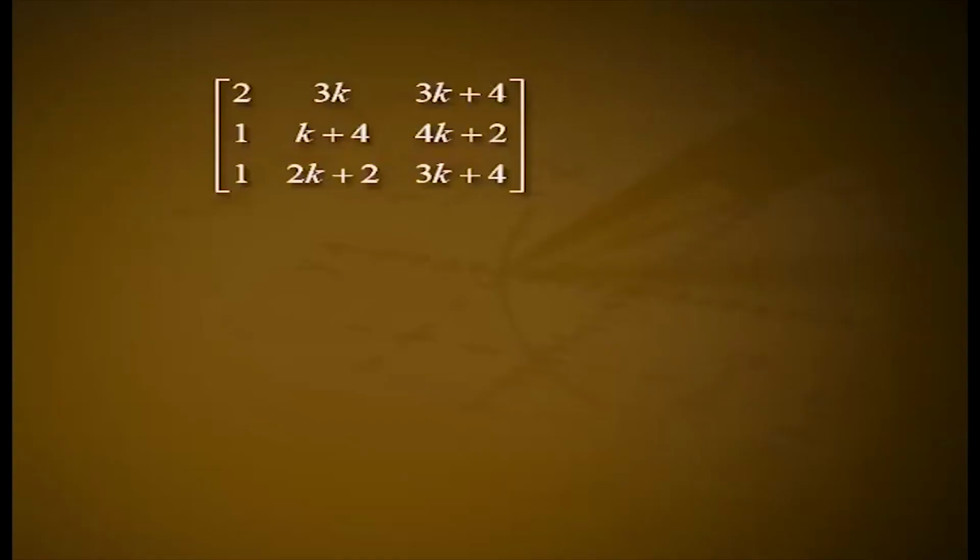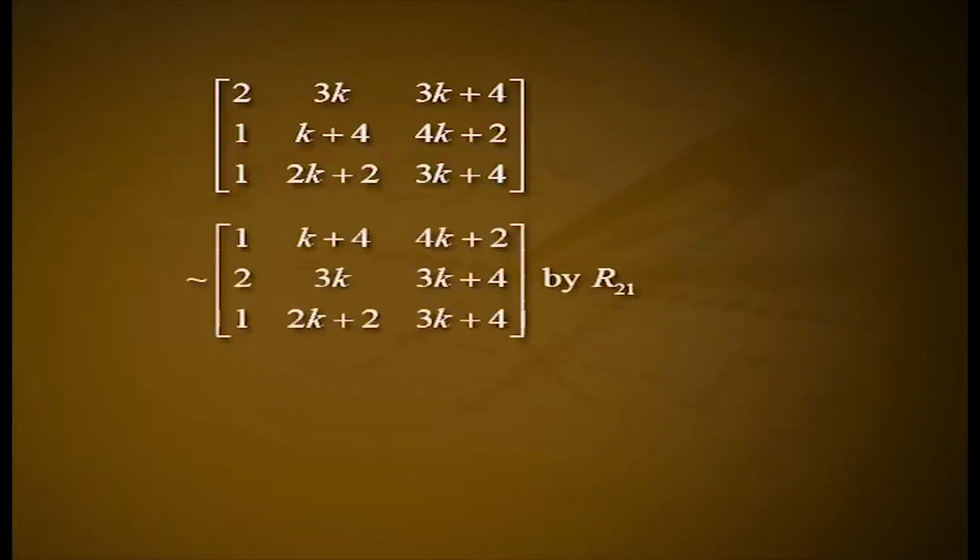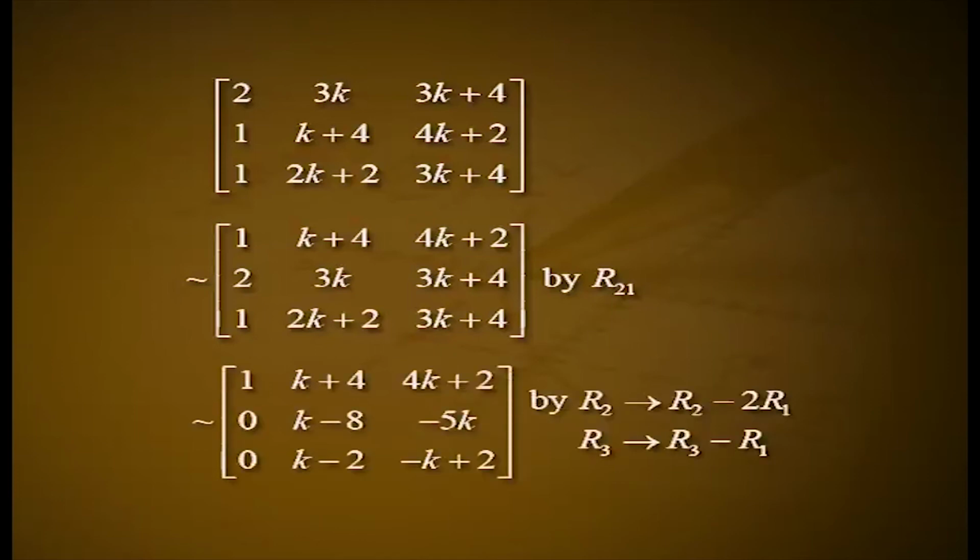The coefficient matrix is [2 3k 3k+4; 1 k+4 4k+2; 1 2k+2 3k+4], which is equivalent to [1 k+4 4k+2; 2 3k 3k+4; 1 2k+2 3k+4] by R21, which is equivalent to [1 k+4 4k+2; 0 k−8 −5k; 0 k−2 −k+2] by R2 changing to R2 − 2R1 and R3 changing to R3 − R1.